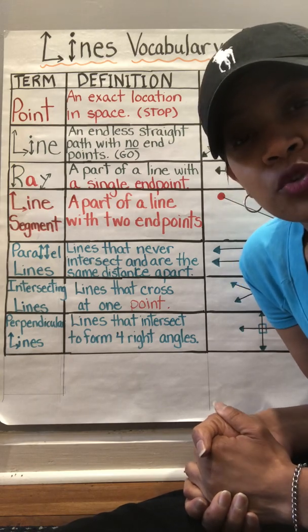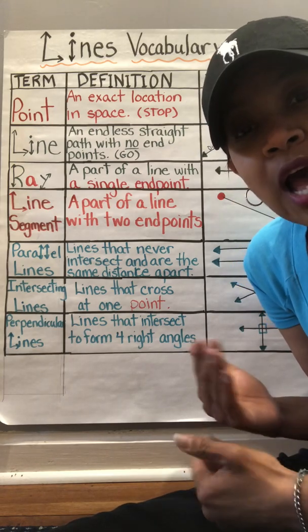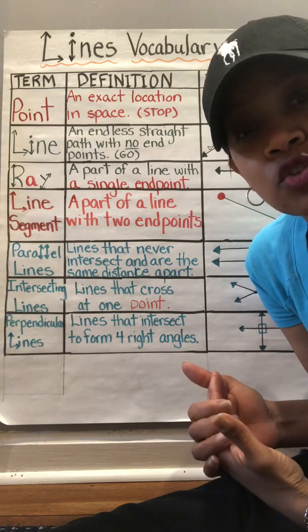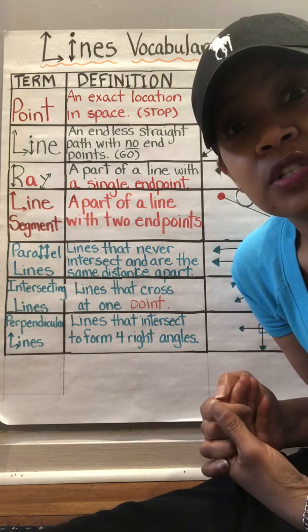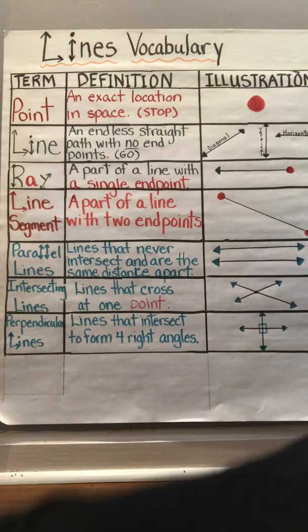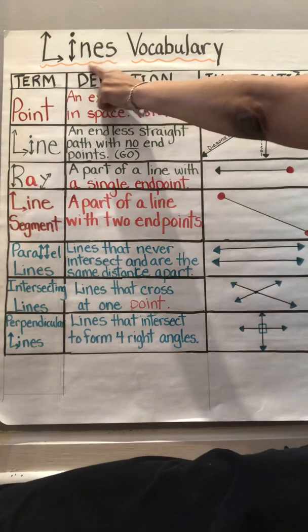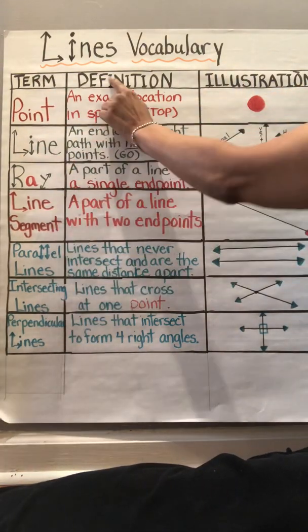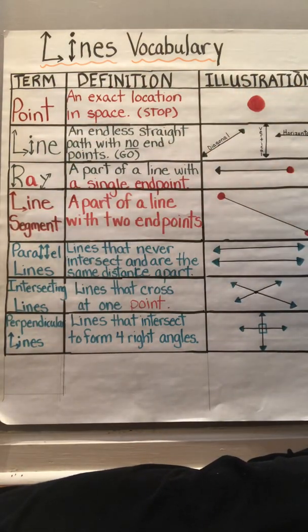So I made this poster to go over with you so that I could get you started on it until you get your packet. I am going to try to start working on that packet starting tomorrow. But let's go over the poster. The first thing on the poster says lines of vocabulary. I'm going to give you the term, which is the words, the definition of what those words mean, and the illustration, which is the picture.